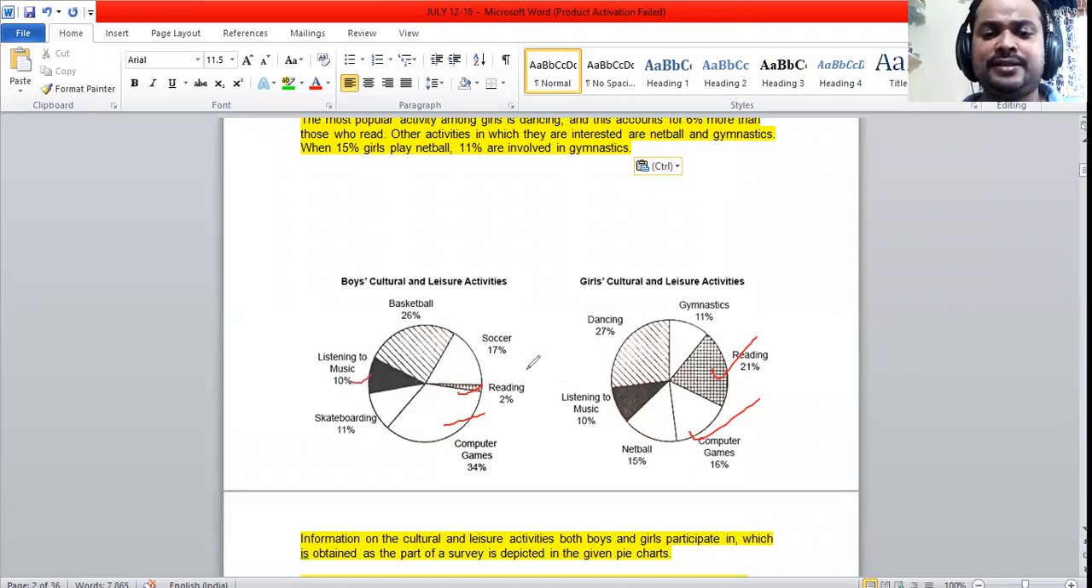So three things are there in common. These are the three things, activities which are common in boys as well as girls. These three activities are common. So you can see disparities in reading and computer games. How is this different? Let's see.